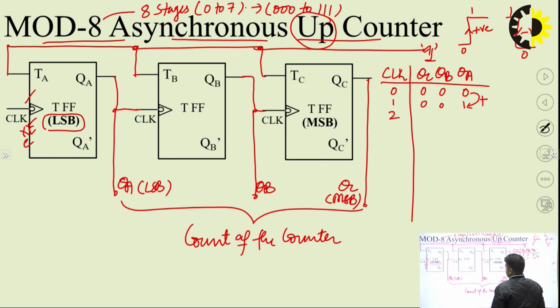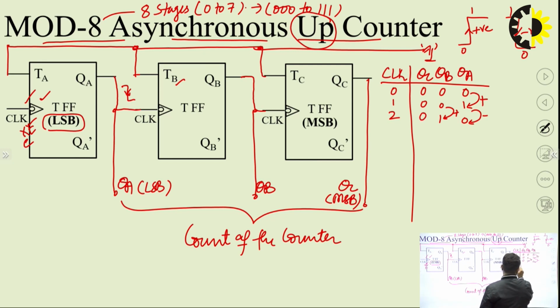Then I provide the second clock pulse again here at A. Again, A will toggle the output. This 1 to 0 is a negative transition, and it is generated here. This negative transition is detected by B flip-flop and it will toggle the output. This 0 to 1 is a positive edge. So for the positive edge, C will not get the desired clock and it will remain in its previous state.